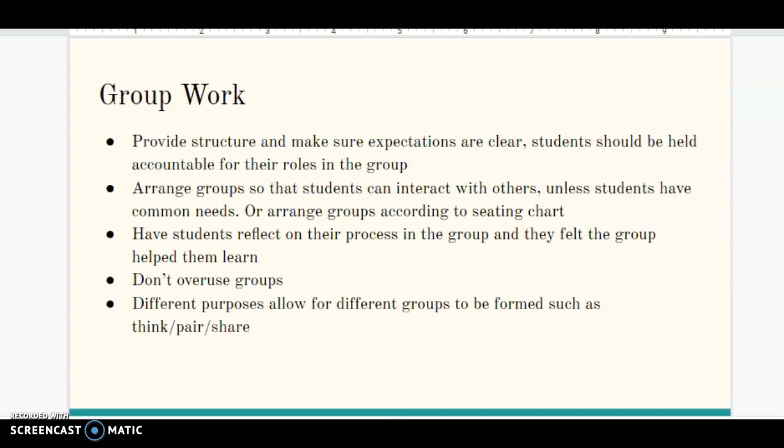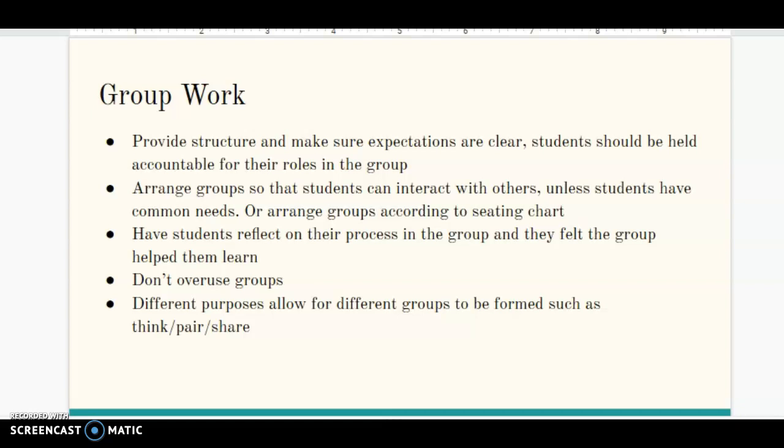So we also have group work, which works really well in ELA, but when we're doing group work, we have to make sure that we provide a structure and make expectations clear so students are held accountable for their roles in the group. Arrange groups so that students can interact with others unless students have common needs, or arrange groups according to seating chart.